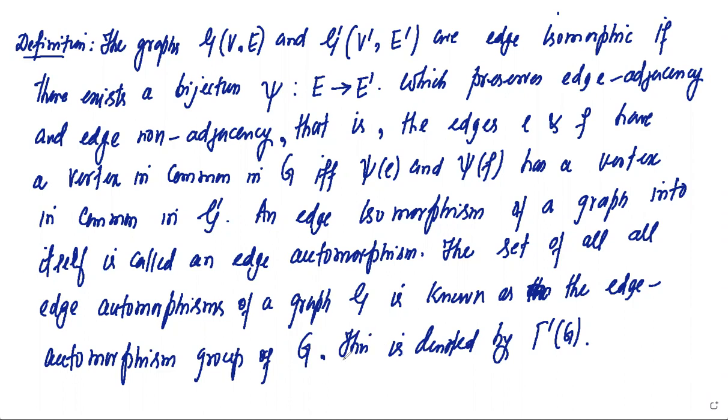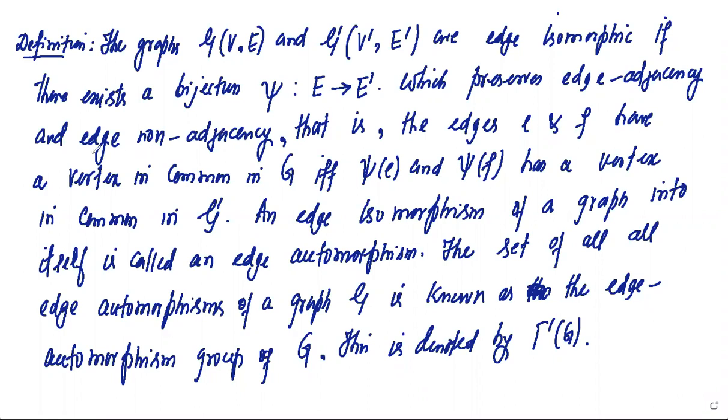Now, actually, there are certain situations where the edge automorphism group and the edge automorphism group induced by the vertex automorphism group, for some graphs, these two edge automorphism groups are different. That means there are some graphs where gamma 1 of G is not equal to gamma dash of G. And this happens because there are certain edge automorphisms which cannot be induced by any vertex automorphisms.